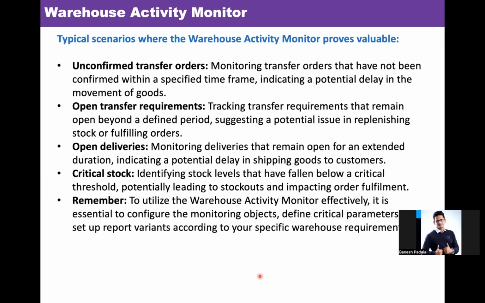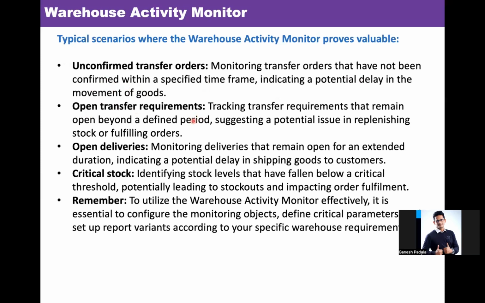What are typical scenarios which are covered in warehouse activity monitor? So when you see this one, unconfirmed transfer orders, I was mentioning monitoring transfer orders that have not been confirmed within a specified time frame, indicating a potential delay in the movement of goods. That transfer order might belong to goods received against vendor, or goods transfer posting, or internal transfers. It can be picking to customer. It can be anything. So you can filter based on the movement type, but all those transfer orders can be shown in the monitor.